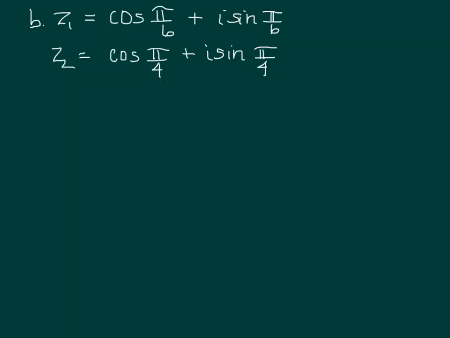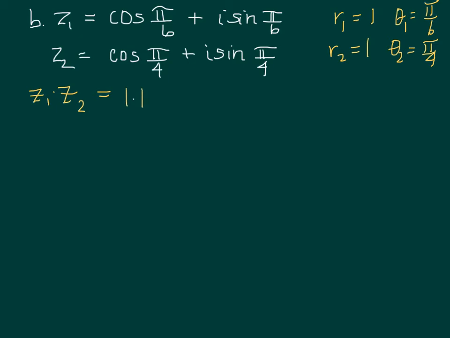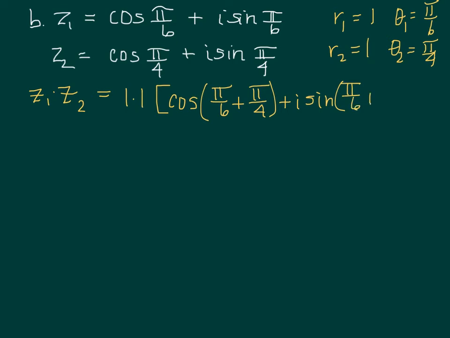And for B, it's in radians, but you do the same thing. So to find the product, now you notice R1 is 1. Theta 1 is pi over 6. R2 is 1. And theta 2 is pi over 4. So we have R1 times R2 cosine of pi over 6 plus pi over 4 plus I sine pi over 6 plus pi over 4.